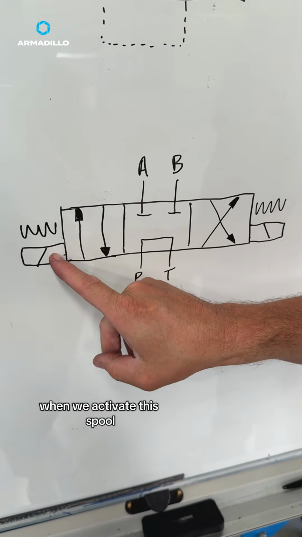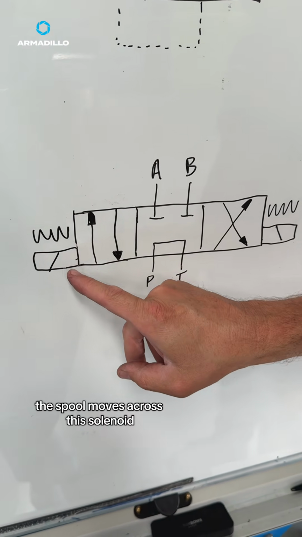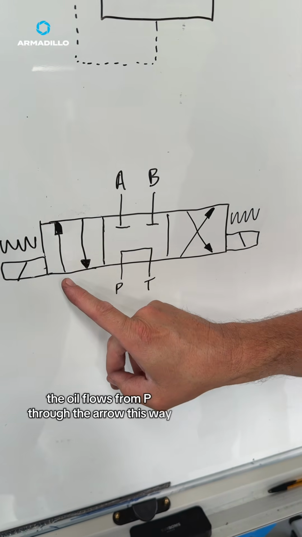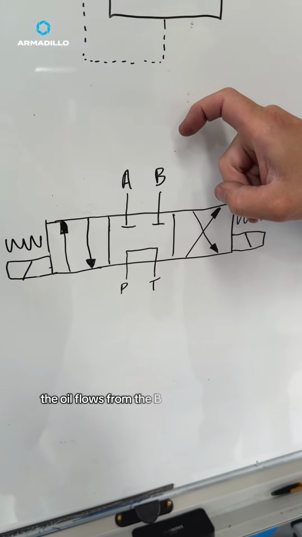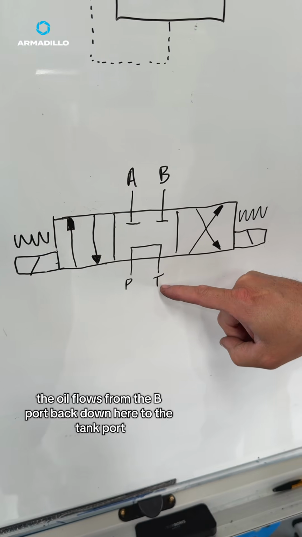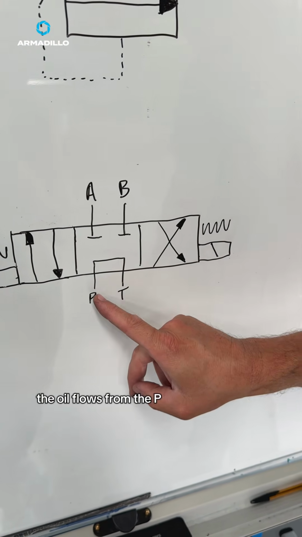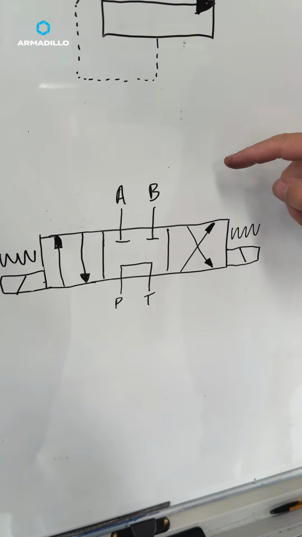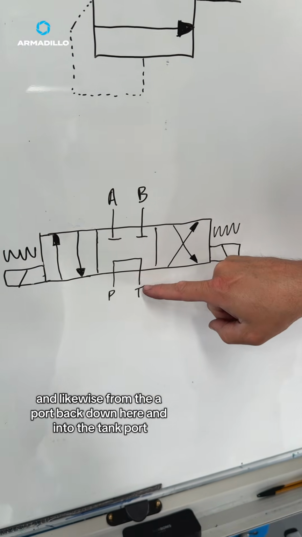When we activate this solenoid, this spool moves across, and the oil flows from P through the arrow this way to the A port. The oil flows from the B port back down here to the tank port. When we activate this solenoid, the oil flows from the P port out this arrow to the B port, and likewise from the A port back down here and into the tank port.